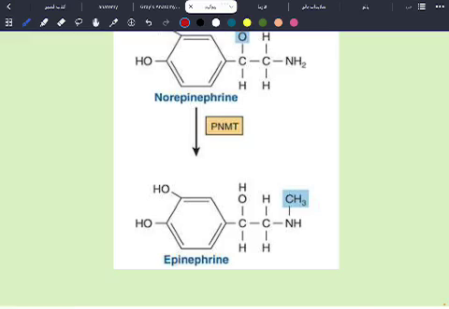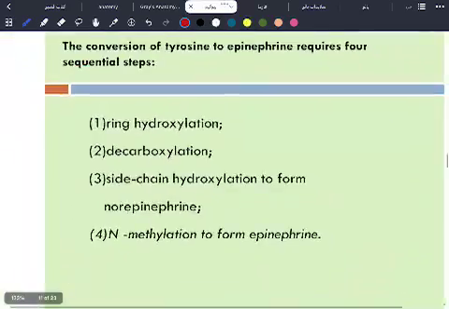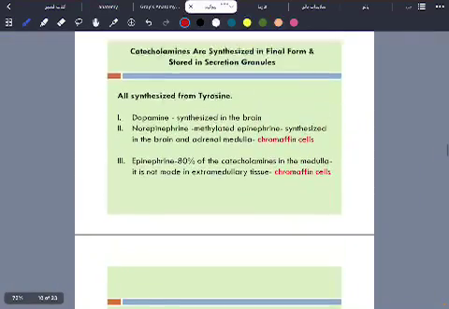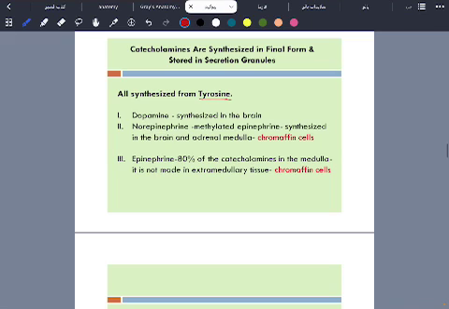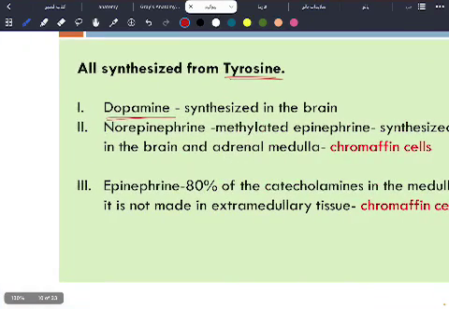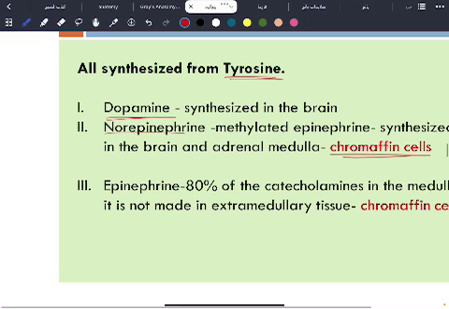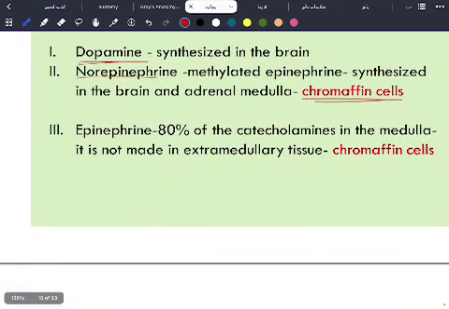كل المركبات راح نحكي عنهم اليوم هم synthesized من one molecule, but one amino acid in general, and they have different localization as a matter of tissue specific localization, like dopamine synthesized in the brain, as you know, as central nervous system, norepinephrine synthesized in the brain, as well as the adrenal medulla, specifically in the chromaffin cells. الابنفرين methylated norepinephrine، بمعنى آخر هو عملية methylation للنورابinephrine, and represents 80% of the catecholamines in the medulla of the adrenal gland.